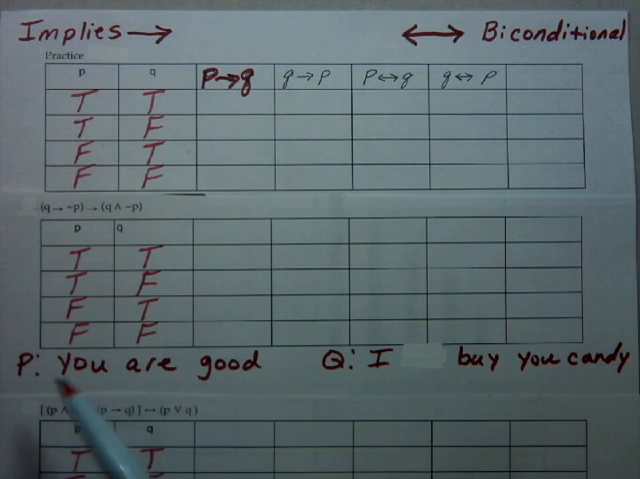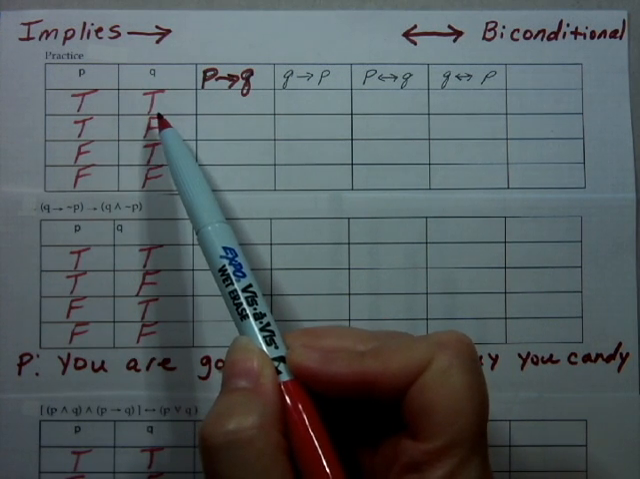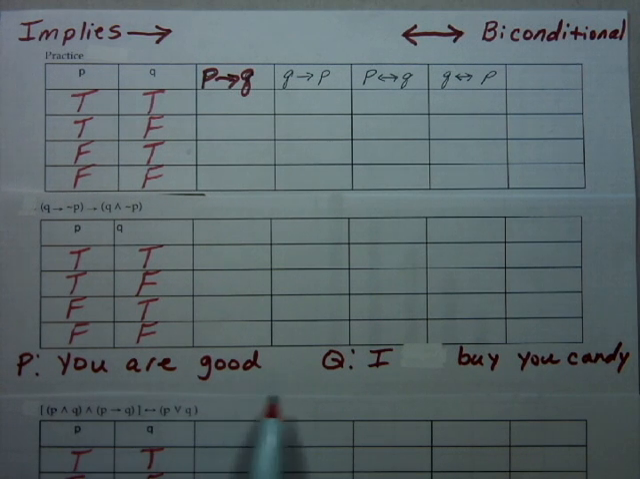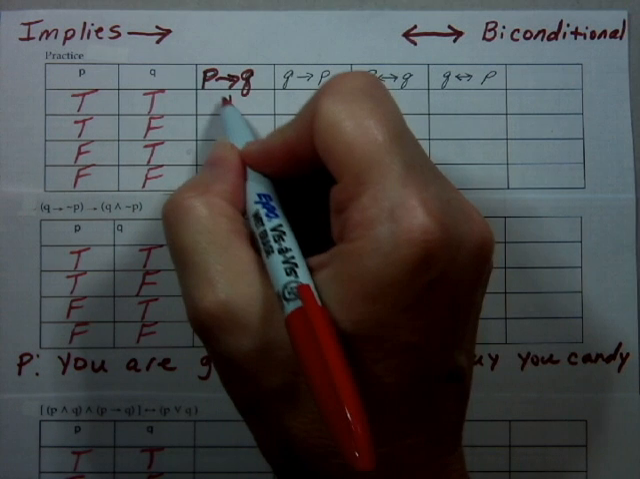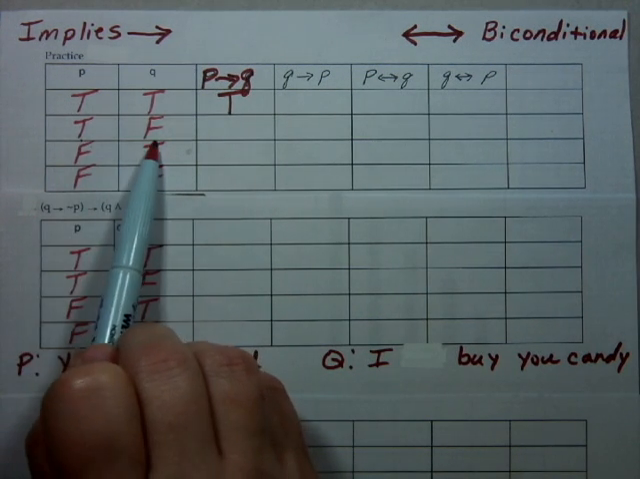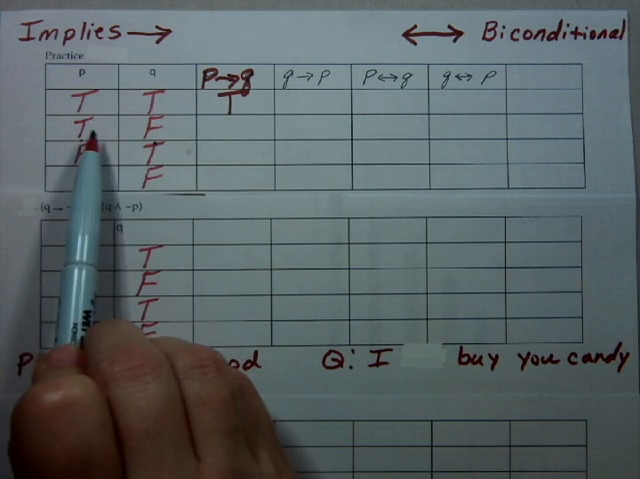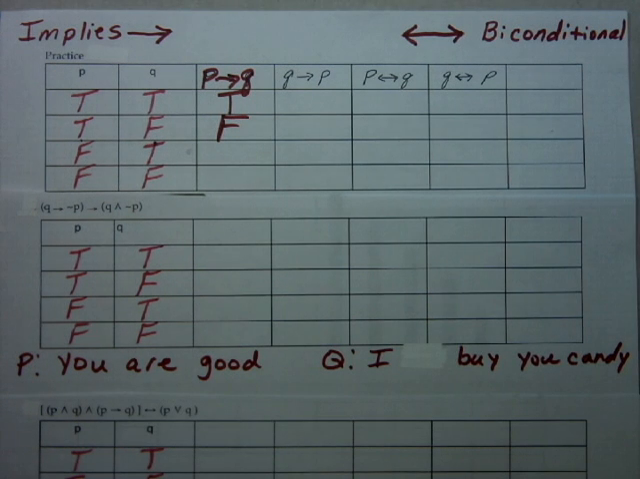Here's what happens. You are good, I do buy you candy. Well, if I said, if you are good, I will buy you candy, you're good and I buy you candy, I told you the truth. If you are good and I do not buy you candy, so we have P is true and Q is false, then I lied to you. If you're my kid in the store and you were good and I do not buy you candy, you're going to have a little fit and say, look, I was good. You said you'd buy me candy, so that means I lied.